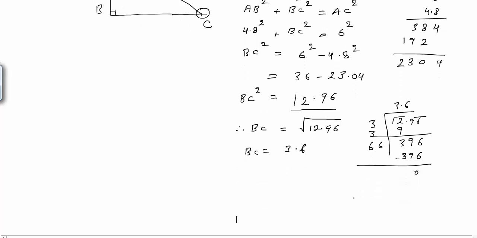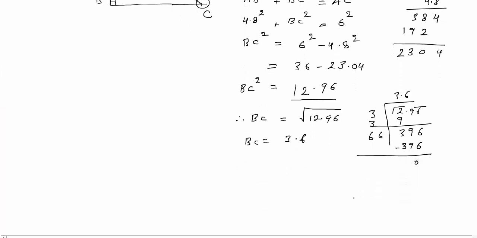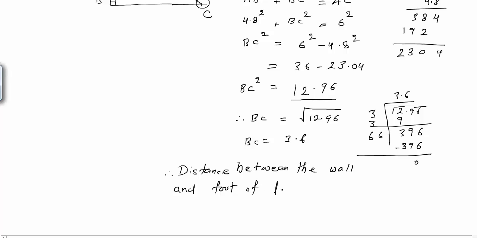So the answer which I will say is that the distance between the wall and the foot of the ladder is equal to 3.6 meters. This is the final answer.